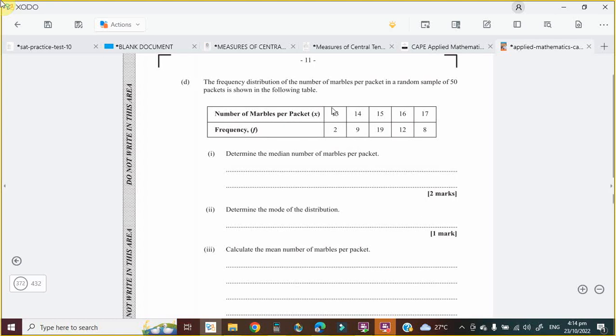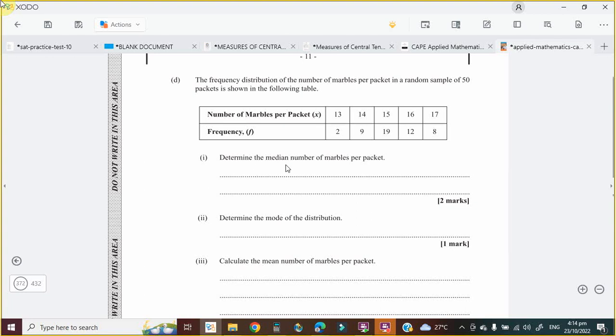Alright. So now it says determine the median number of marbles per packet. What's the median?